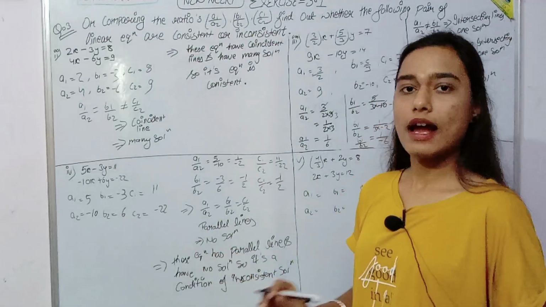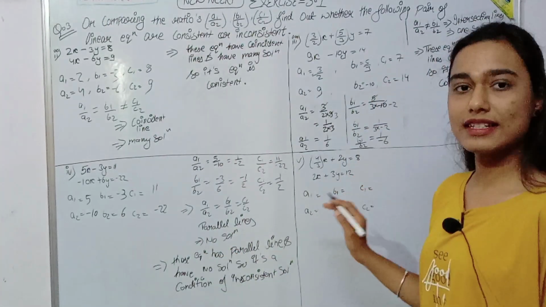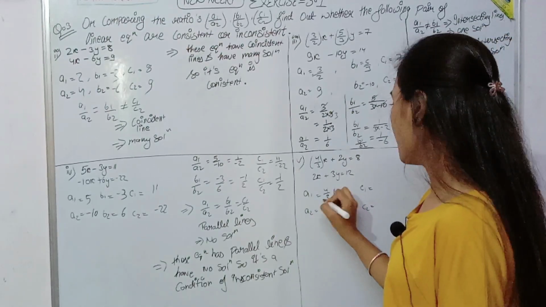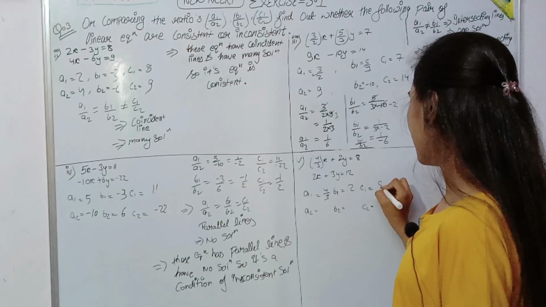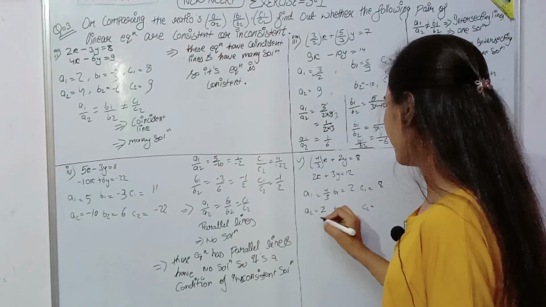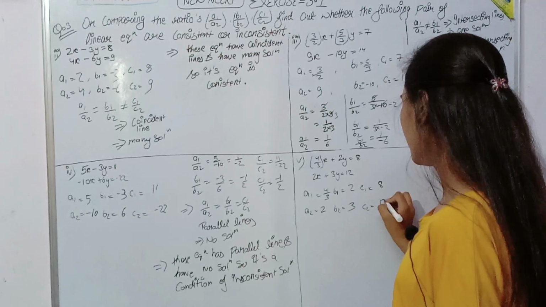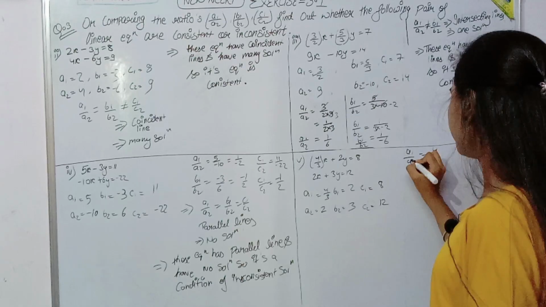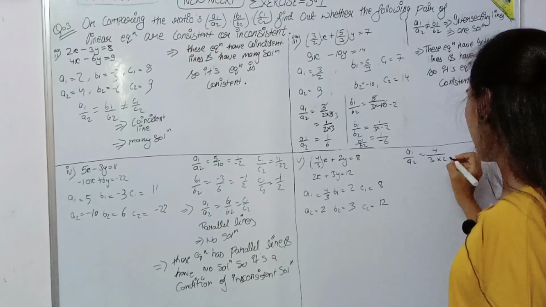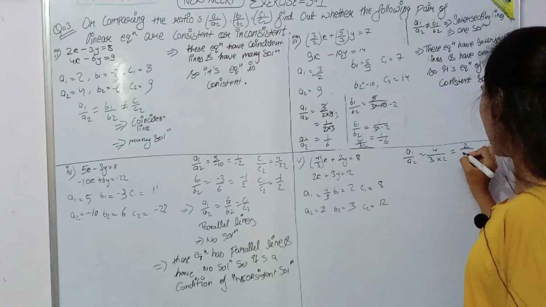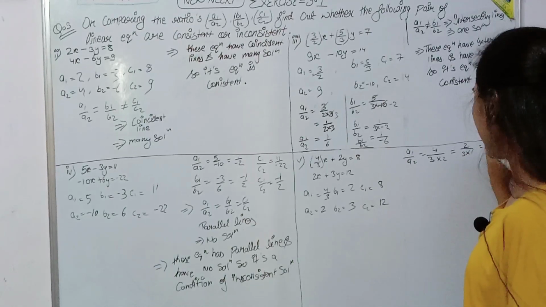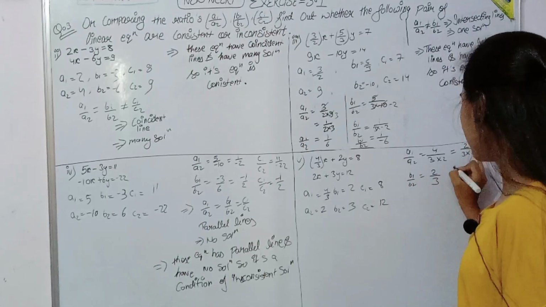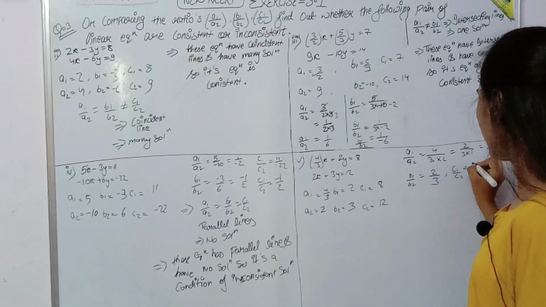This is part number 4, and this is part number 5, the last part of question number 3. What is the value of a1 here? 4 by 3, b1 here 2, c1 here is 8. What is the value of a2 here? 2, b2 here 3, and c2 12. Now a1 upon a2 equals 4 by 3 into 2, we can write this as 2 by 3. Now b1 upon b2 equals 2 by 3. Then c1 upon c2 equals 8 by 12.